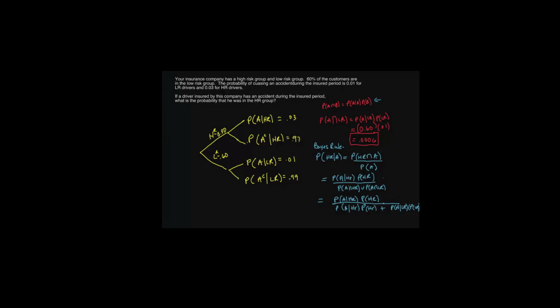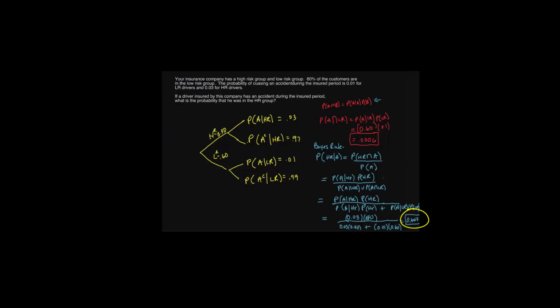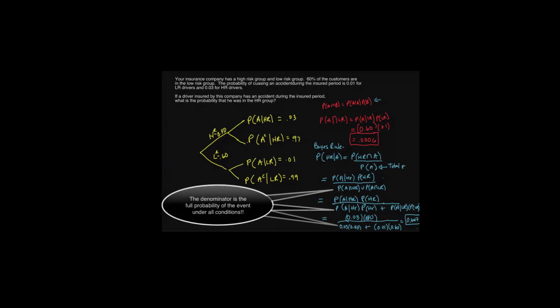Understand? Let me go through the process, the steps. Since we have two different groups, and it's one or the other, we can break it up. In Bayes' rule, that denominator is the total probability. So you have to look at every scenario in which accidents occur, at the very bottom where I'm writing. Total probability of accidents: either in the high risk group or the low risk group. Because it's an or, we have to add each one individually.